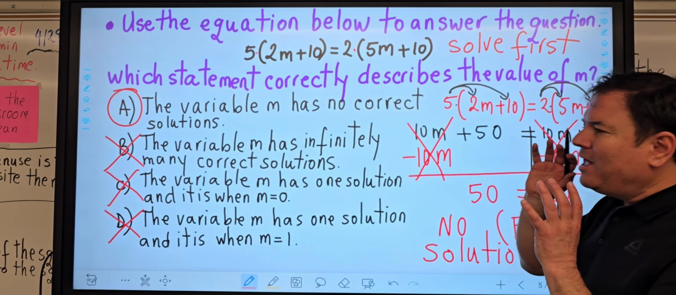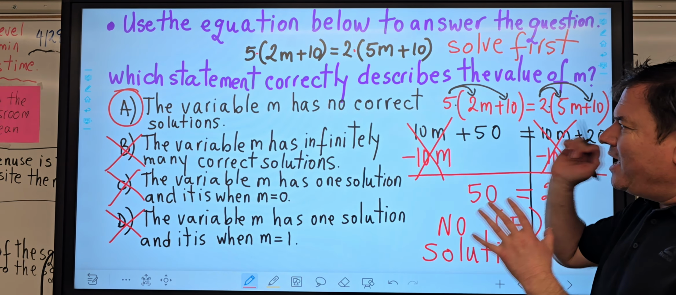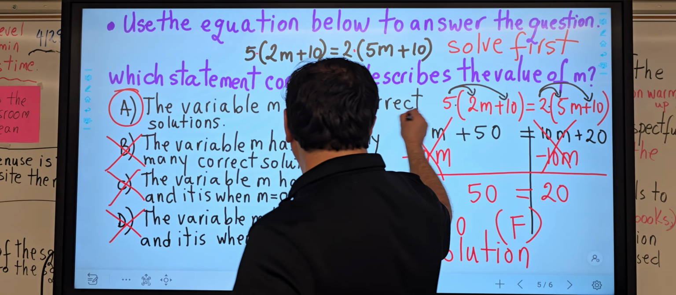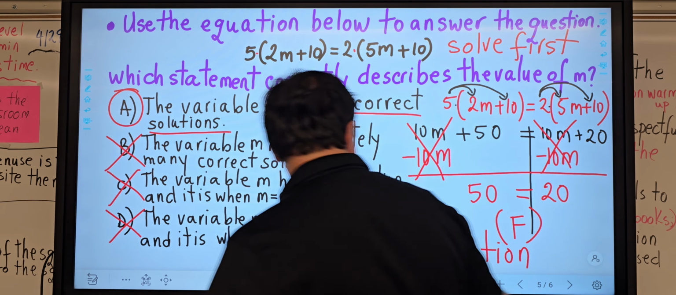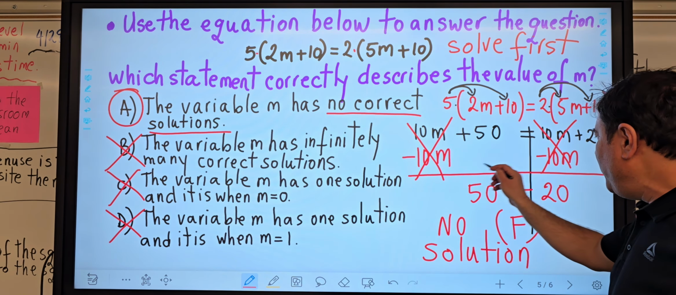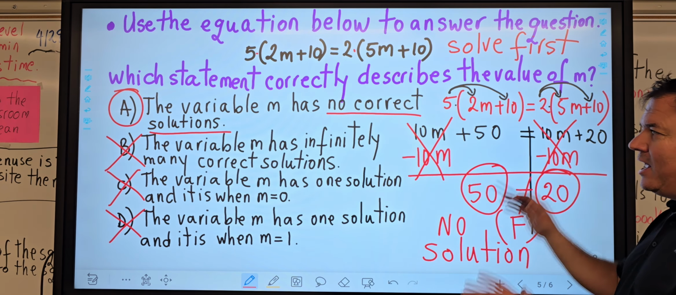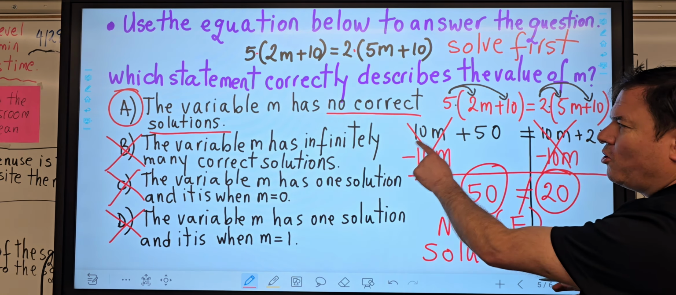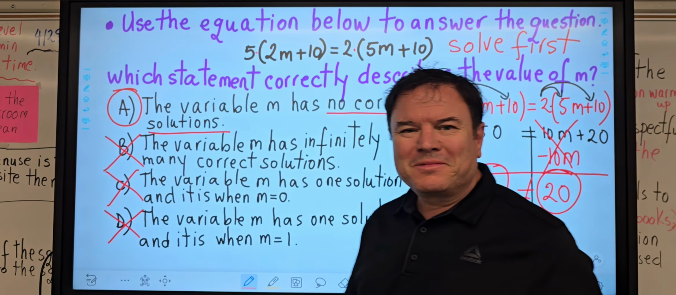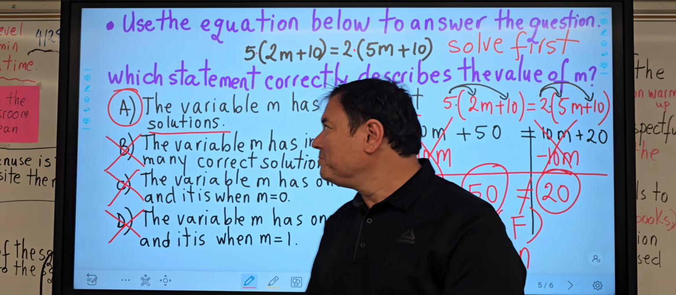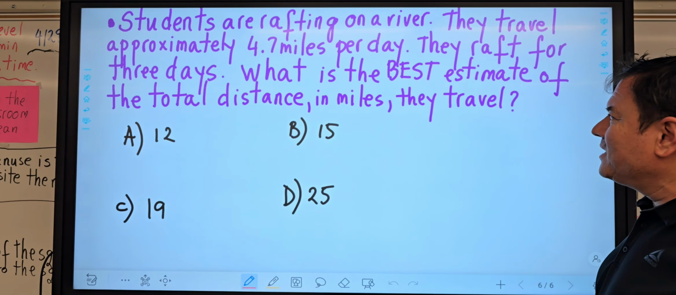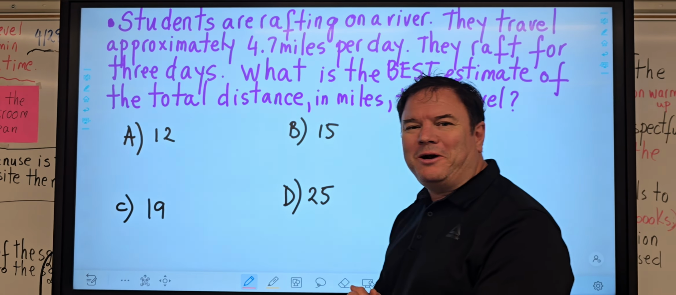So the only answer is m has no correct solution. No solution, right? Because 50 does not equal 20. Therefore, there's no correct solution. Pay attention to this type of problem. And let's take a look at one more problem here.